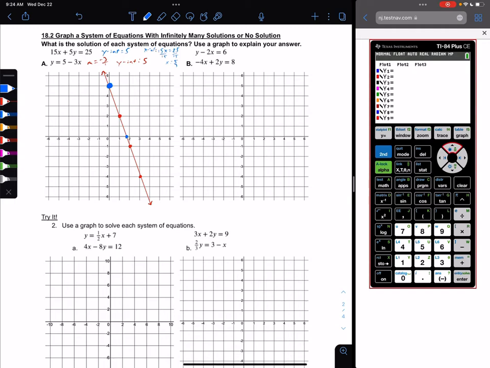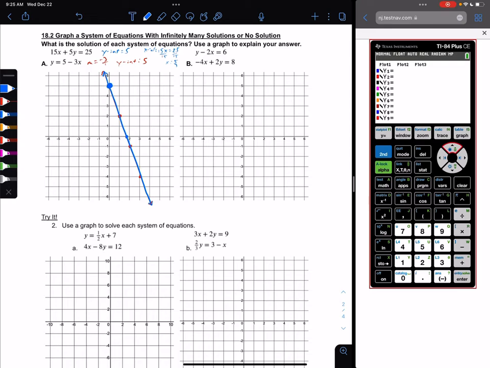The main idea here is those 2 points are on the same line. So if I connect these dots, I have the exact same line, which tells me that these two equations are really the same equation, just in different forms. So the first one is in standard form. If I was to convert that to slope-intercept, I would wind up with that second equation. Maybe I'd have negative 3x plus 5, but it'd be the same thing.